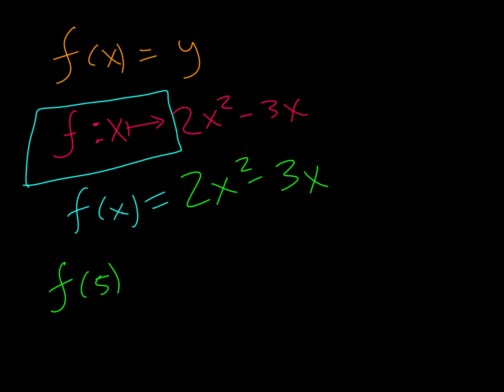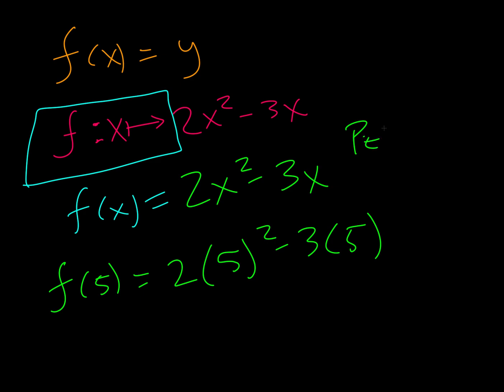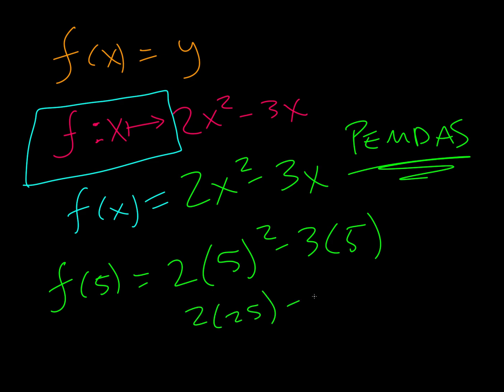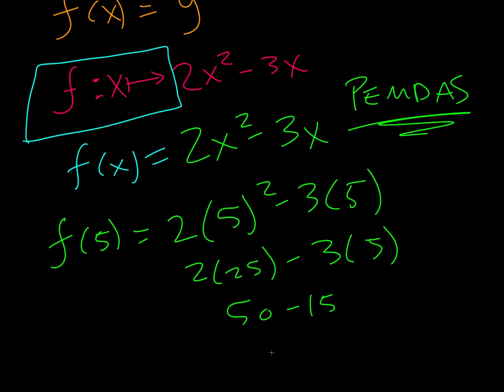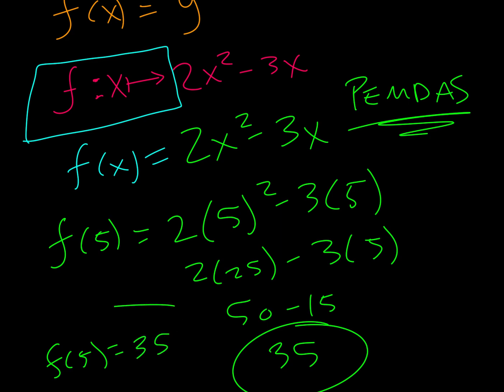So that means, since we replaced x with 5, we're going to replace these x's with 5's. Okay, so just follow PEMDAS. So we need to do exponents first. So that's 25. Now we can do multiplication, so that's 50 minus 15. And then that is 35. So f of 5 equals 35.